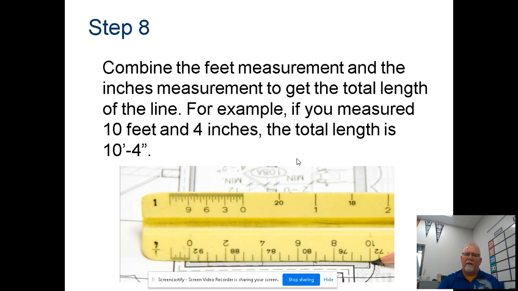All right, that pretty much sums up measuring with an architect's scale. I will take the next video to explain to you how we're going to apply that to your activity.